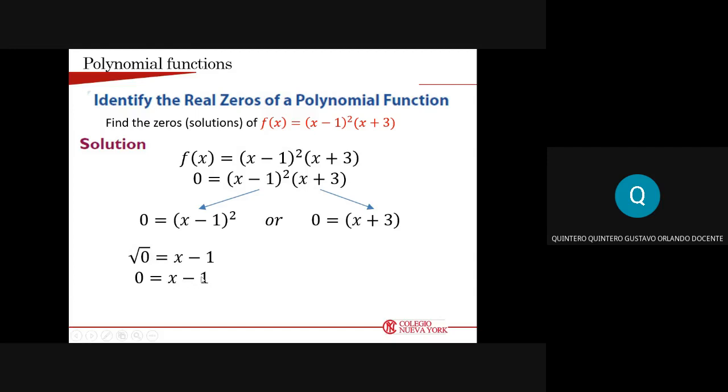Pretty simple. Just move the -1 to the other side with the opposite sign, right? So we have 1 equals x. And congratulations, we have our first solution, our first 0.